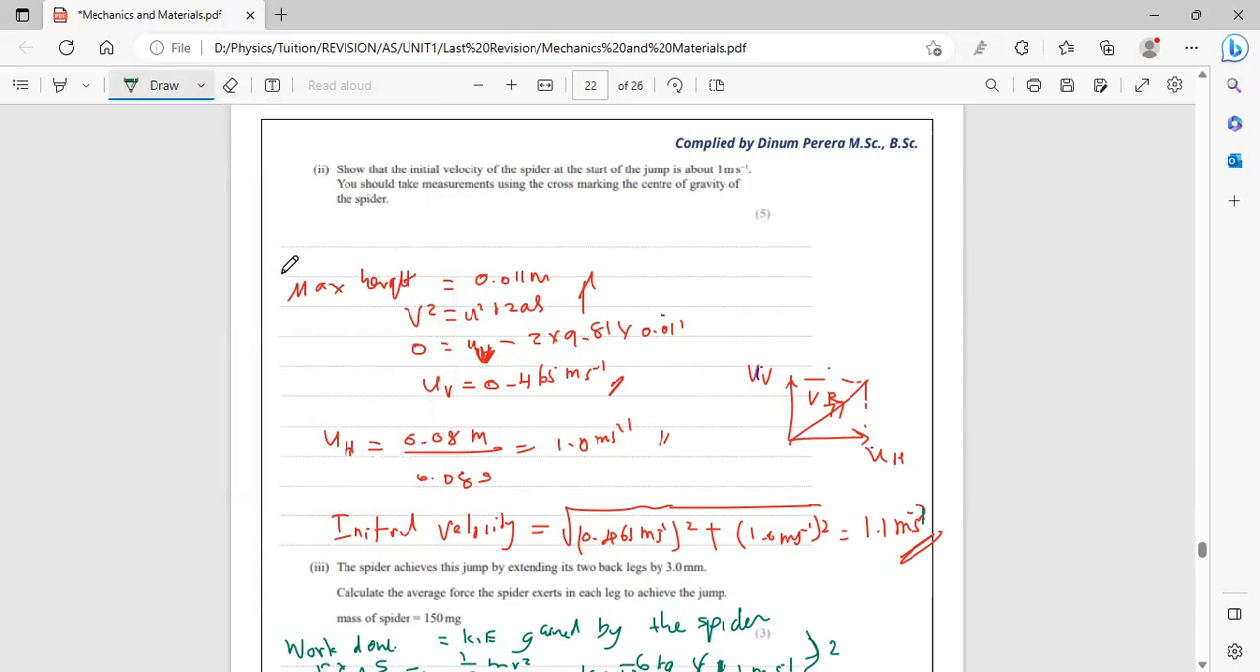Right. So what are the steps you need to follow? Measure the maximum height. And then second step, we use v squared equals u squared plus 2as and find the velocity. We found the vertical component of the initial velocity. Now you have to find the horizontal component of the initial velocity.